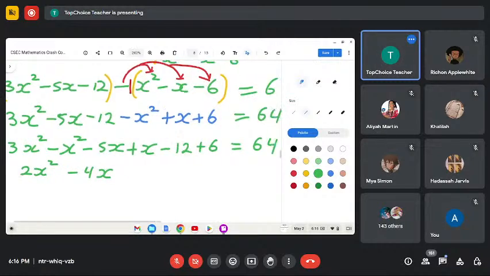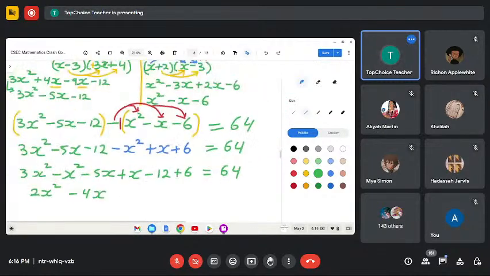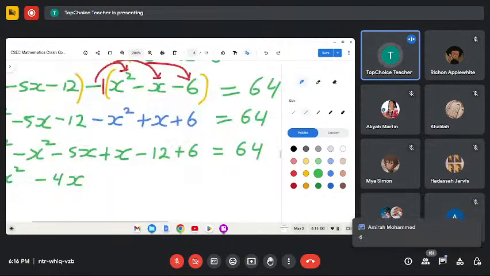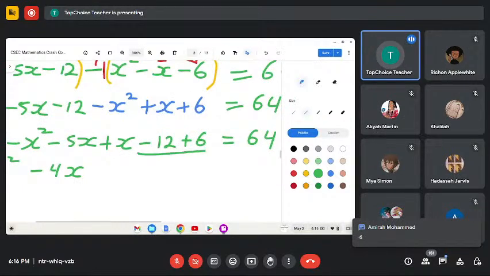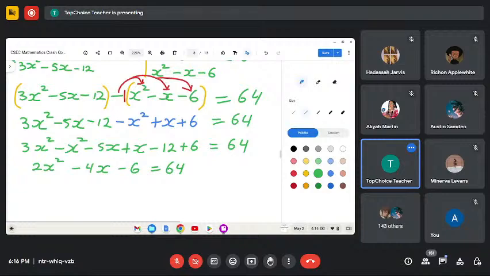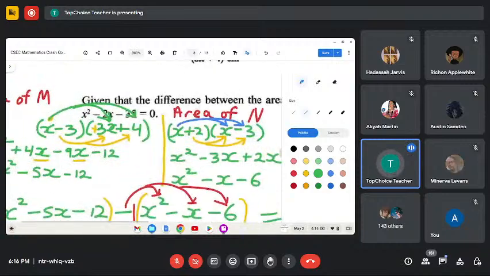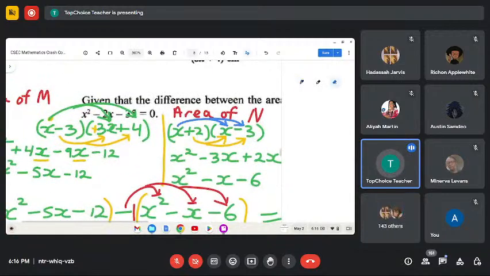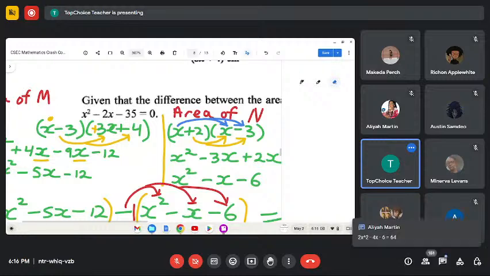Now, let's look at this. We need to do one thing. Actually, let's continue. What is negative 12 add 6? Negative 6. Equals 64. Now, if we go to the question, I just need to remove these two green arrows because they're blocking the thing that I need here. This is the equation that they wanted: x squared minus 2x take away 35 equals 0.